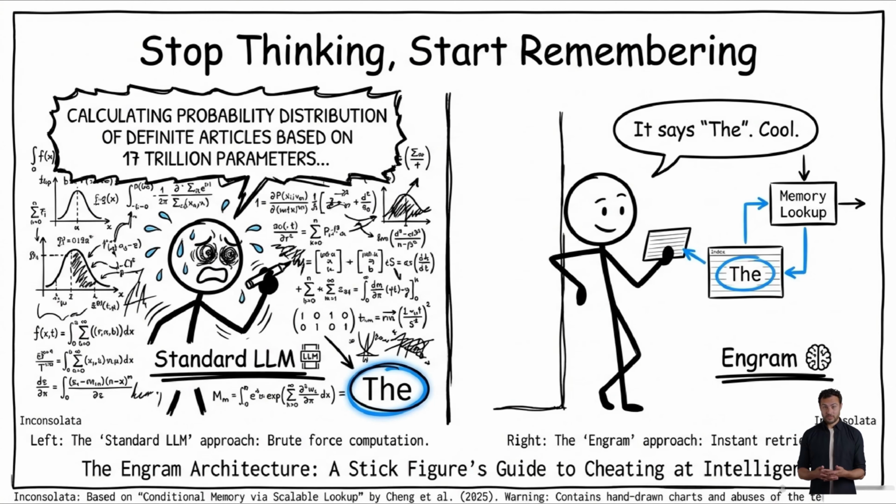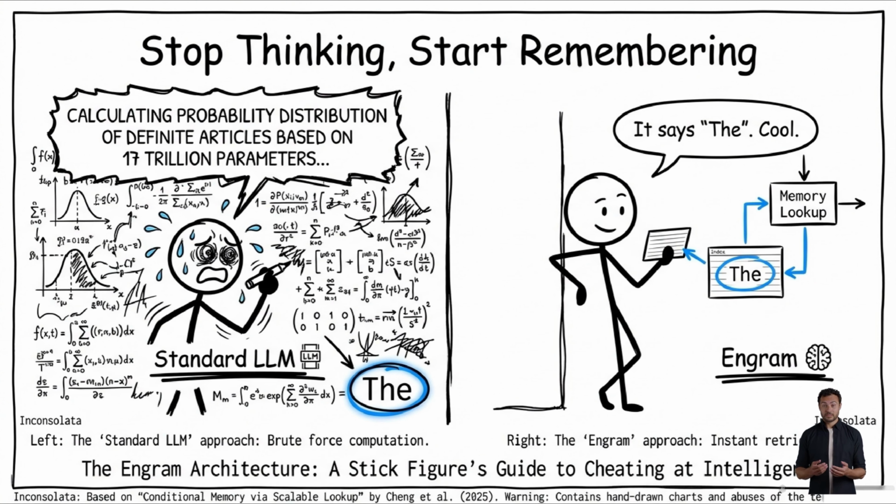A helpful way to frame this talk is: stop thinking so hard and start remembering more effectively. On the left, a standard LLM has to grind through a huge computation, estimating probabilities across an enormous number of parameters just to decide on something as simple as the next word, like "the." That brute force approach works, but it's expensive and slow.